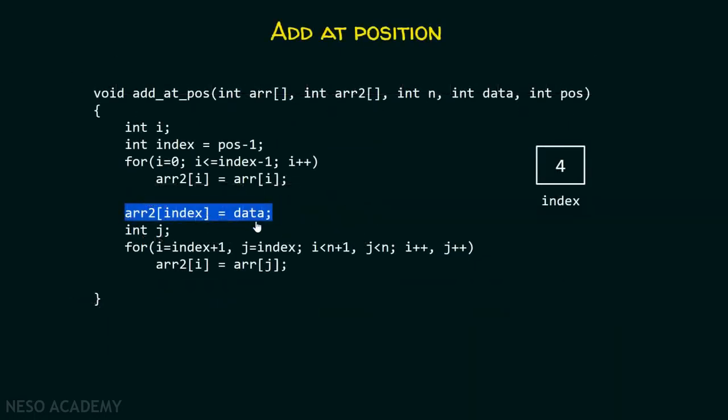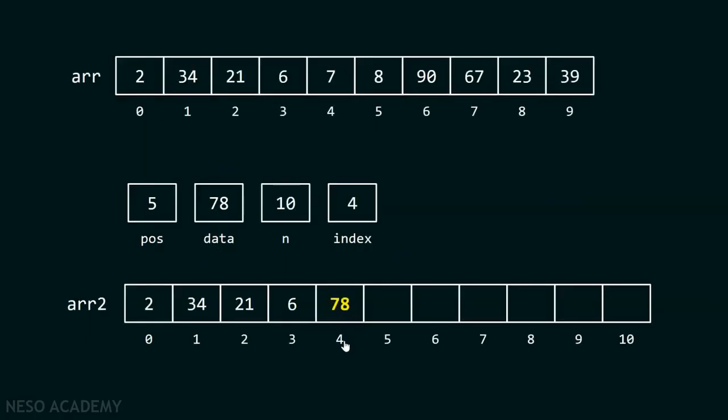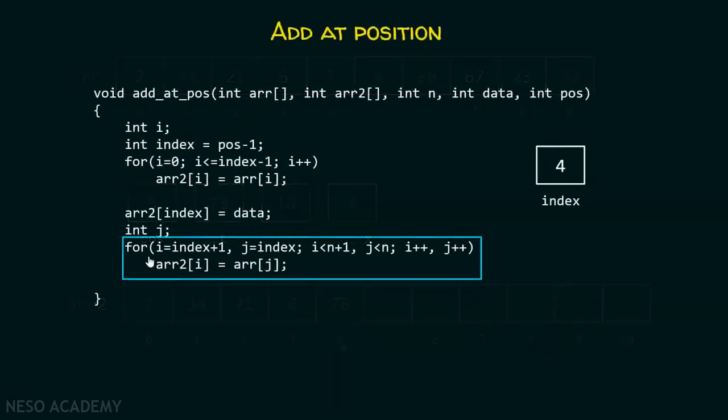After this, we will put our data in the desired position. So 78 will get added in index number 4. And then after that, this step is required to add the rest of the elements in the new array. Here you can see that I'm using these two variables I and j. Here I is used in ARR2 and j is used in ARR.